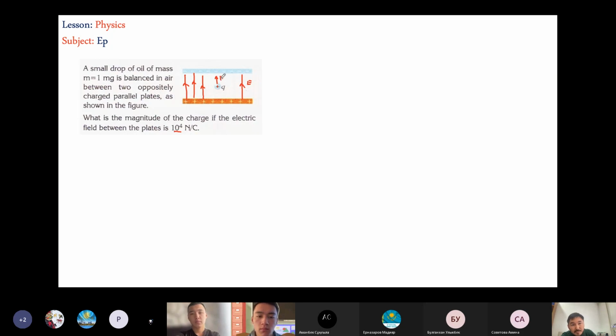So how do I find the force? F will be equal to E times Q, yeah? And since it is in balance — here it says balanced — what other force do we have acting on it? What kind of force do we have also? Weight. Yes, sure.